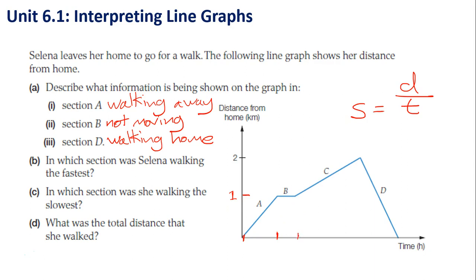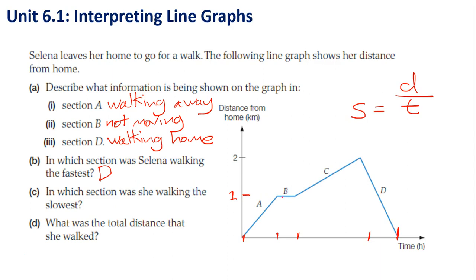Section C, again, she's probably covered another kilometer, but in a longer period of time. And then in section D, she's covered 2 kilometers, because she's gone from 2 kilometers away back to 0 in, again, a pretty short span of time. So she must have been moving the fastest in section D. In which section was she walking the slowest?